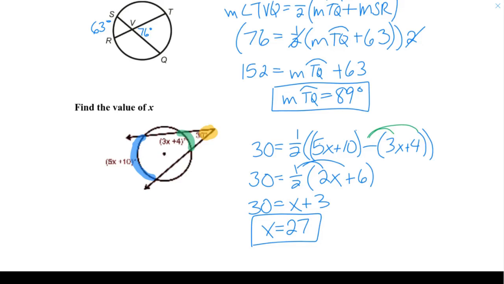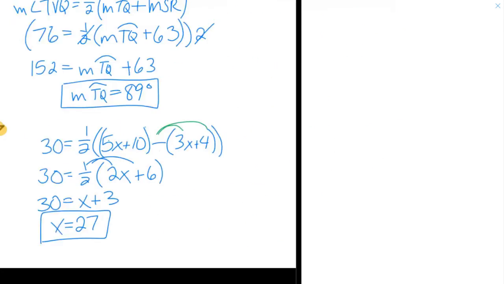As with all of these types of problems with the expressions, certainly we could plug that back in. We were just asked to find x, but we could substitute that back in and then find the difference of those arcs and divide it by 2 to make sure that it is in fact equal to 30 degrees.